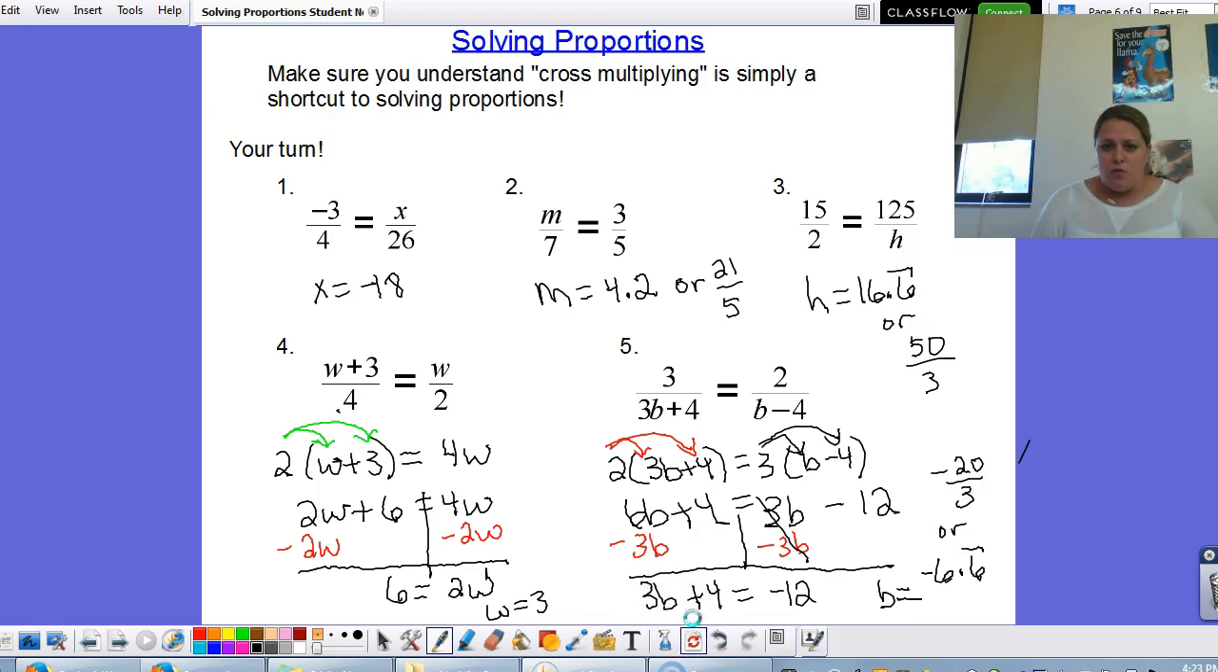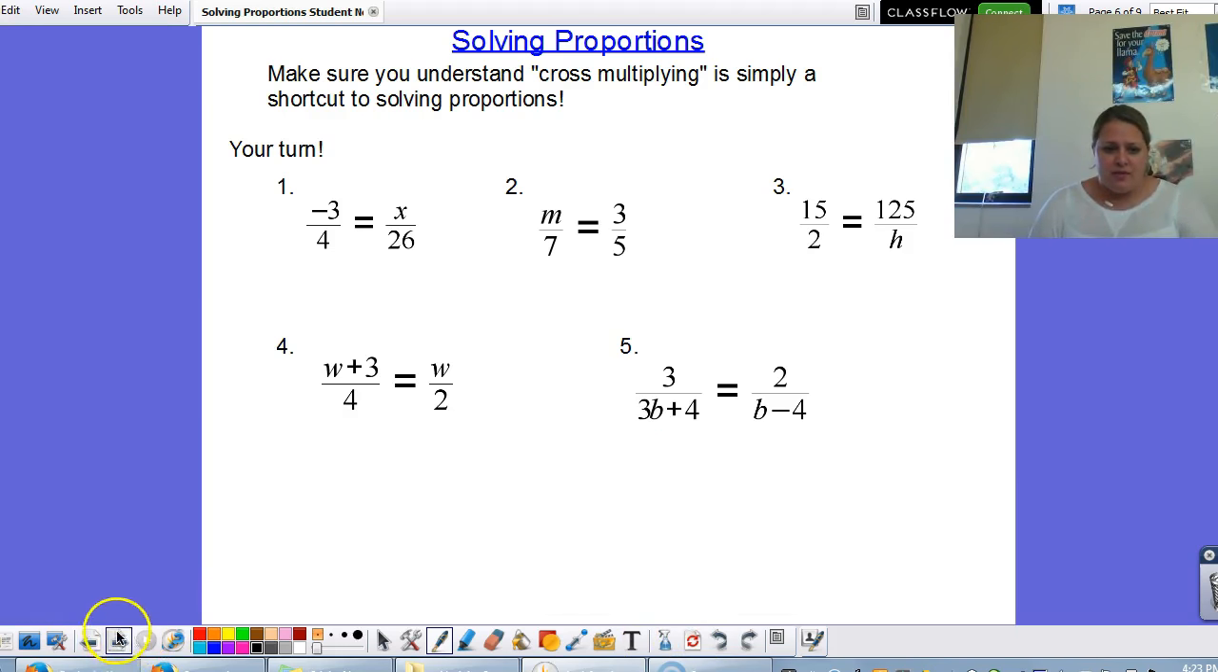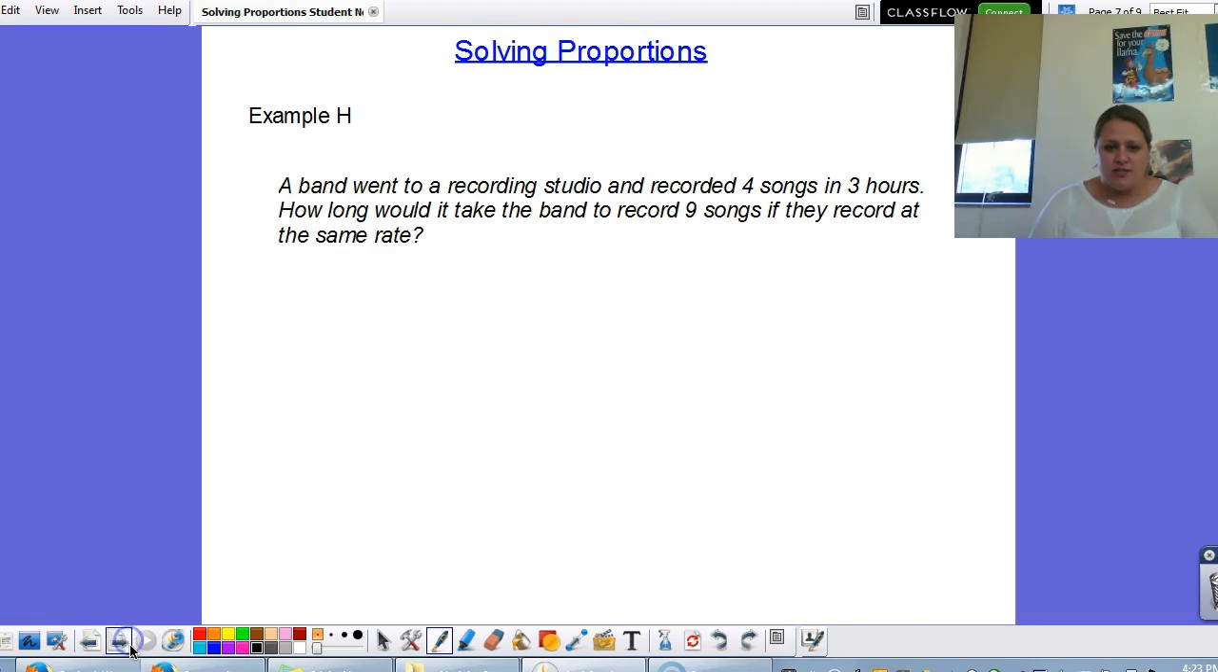All right, hopefully you're feeling pretty good about this at this point. I'm going to do one more thing. Where do these proportions come from? Well, they come from comparing different values, okay? Helping us to compare different pieces of information to find unknown values. So let's look at a word problem.